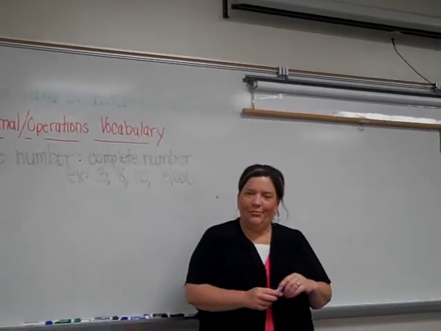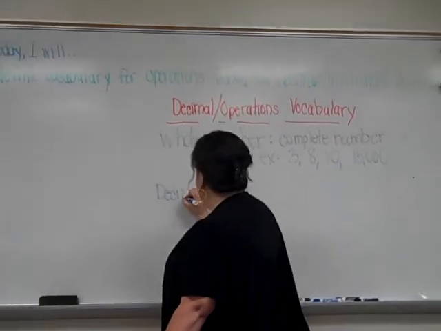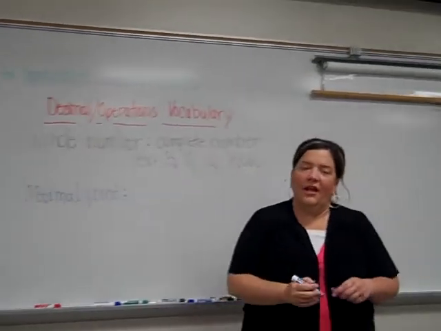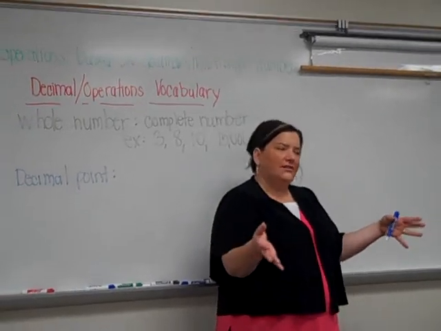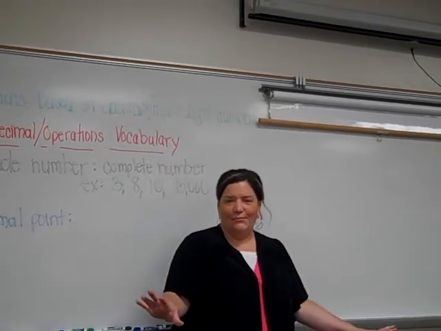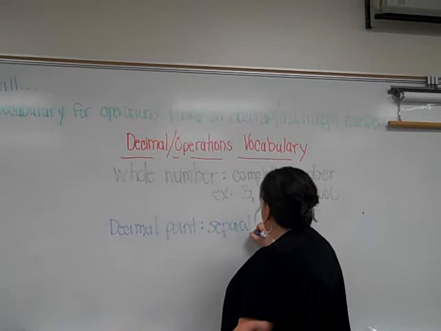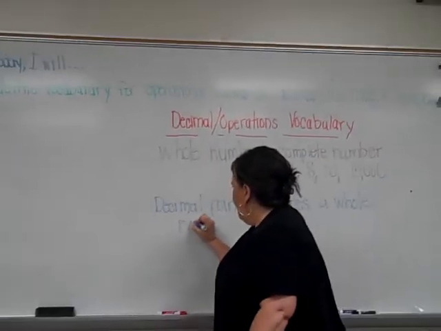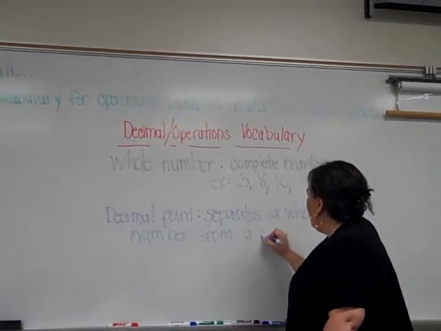The next vocabulary word we're going to talk about today is decimal point. A decimal point is a period that separates a whole number from parts of a whole number. A decimal point separates the whole number from the decimal value. So a decimal point separates a whole number from a part.